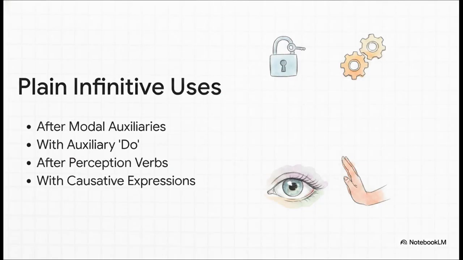Now, stepping away from the full infinitive, the one with the particle to, we run into the bare or plain infinitive. This morphological variant is locked down. It is strictly confined to very precise, syntactically restricted environments. You're never going to see a plain infinitive acting as an independent nominal subject. Instead, its distribution is complementary. It must follow modal auxiliaries and the auxiliary do. You'll also spot it immediately after perception verbs and causative expressions.